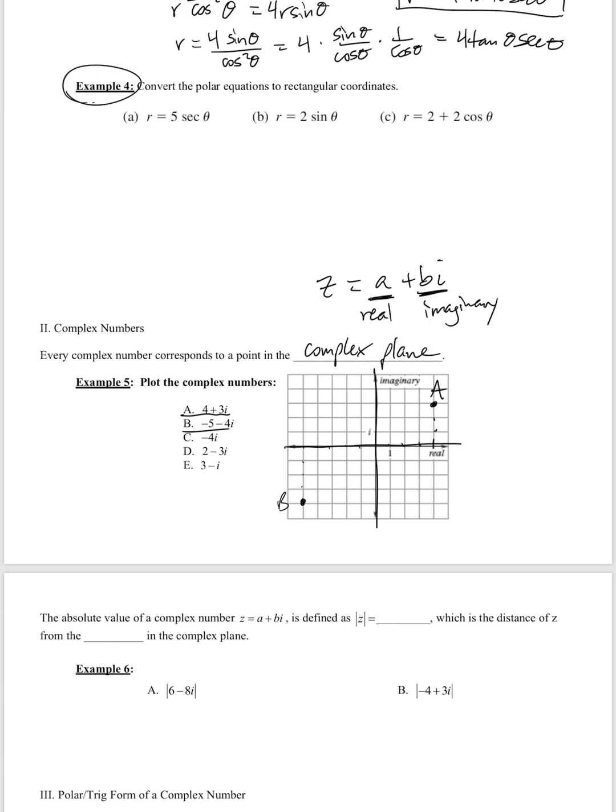C, there's no real part of this complex number. There's just negative 4i, so I'm going to count 1, 2, 3, 4 down the imaginary axis. That's letter C. D is 2, 1, 2, minus 3i, 1, 2, 3. And then E is 3 minus i, so 3 along the real axis, minus i along the imaginary axis. Pretty straightforward, hopefully. So plotting complex numbers is pretty straightforward, I think.